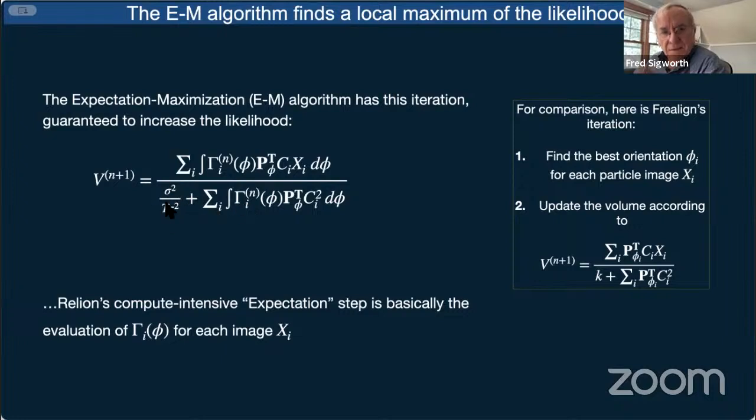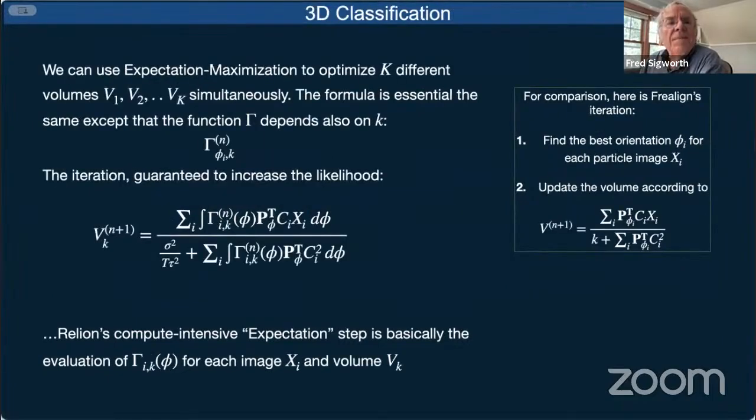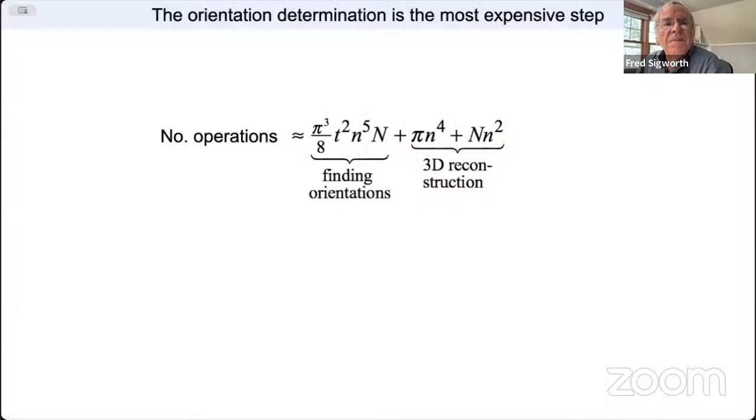There's also a fancier regularization term that Scheres uses in RELION. So when you're running RELION or cryoSPARC, the thing that takes the most time is evaluating this gamma sub i. Once you have that, then you can do this kind of iteration, and it works great. We can also do this to maximize multiple volumes simultaneously. We just make a fancier gamma function that includes the probability of coming from different volumes.